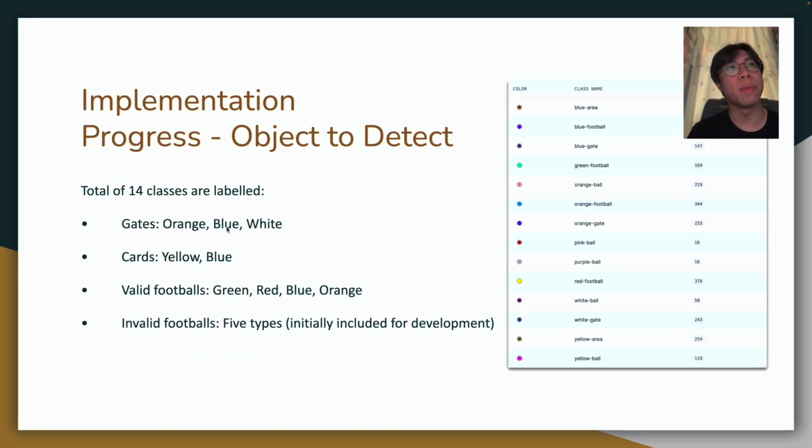And now I will talk about the implementation of our project. We have labeled 14 classes in total in our dataset: the 3 gates, the 2 yellow cards, the 4 feather footballs, and other 5 types of invalid balls. The invalid balls are not used in our final demo, because we found out that the invalid balls are not necessary when we have a very good accuracy on our feather football. The robot will not wrongly detect an invalid ball as the required football. So that is not used in the last demo.